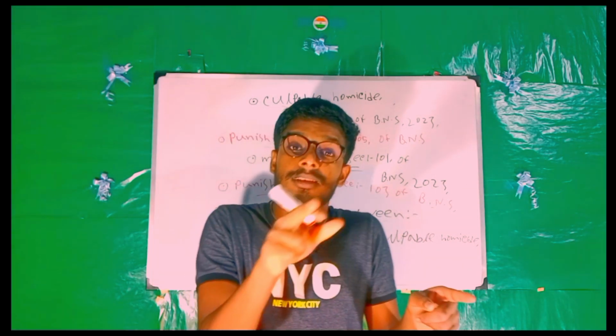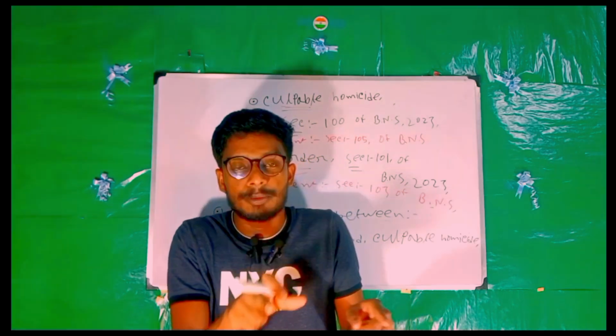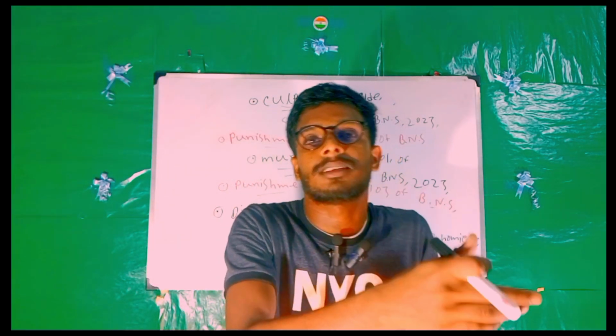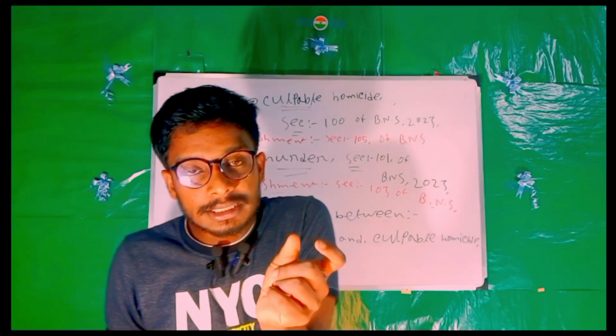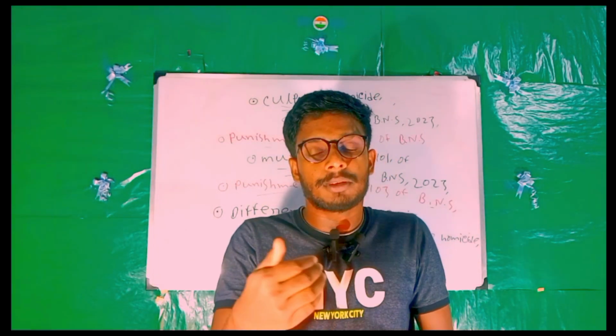So this exception falls under culpable homicide. All exceptions of murder are punishable under culpable homicide. The next exception is exceeding the power of private defense. Okay, I can use private defense.